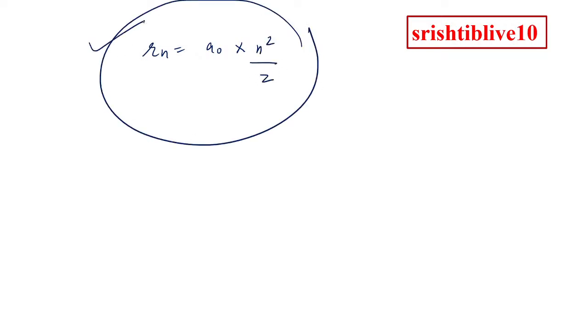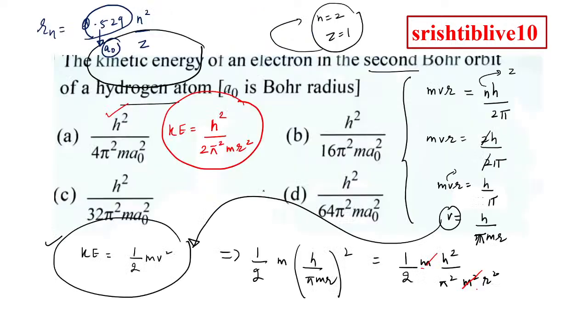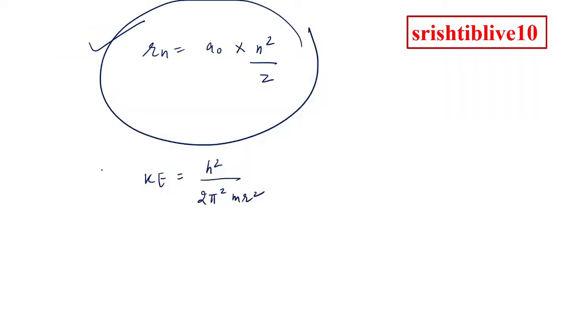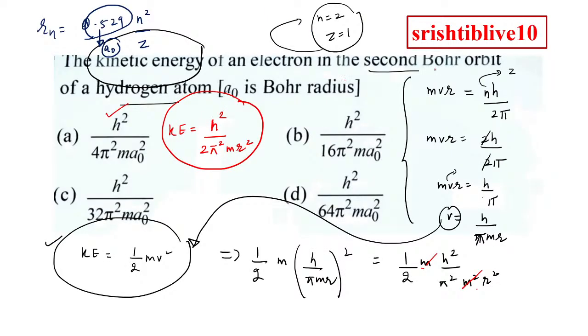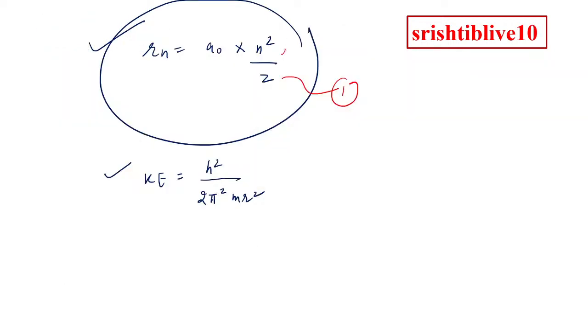This is our radius formula, and the kinetic energy formula that we got is h square over 2 pi square m r square. Yes, this is the formula that we got, and this is the radius. Since this question is for the hydrogen atom, Z equals 1, and this is for the second Bohr orbit, so n equals 2. So the radius for this question is 4a naught.